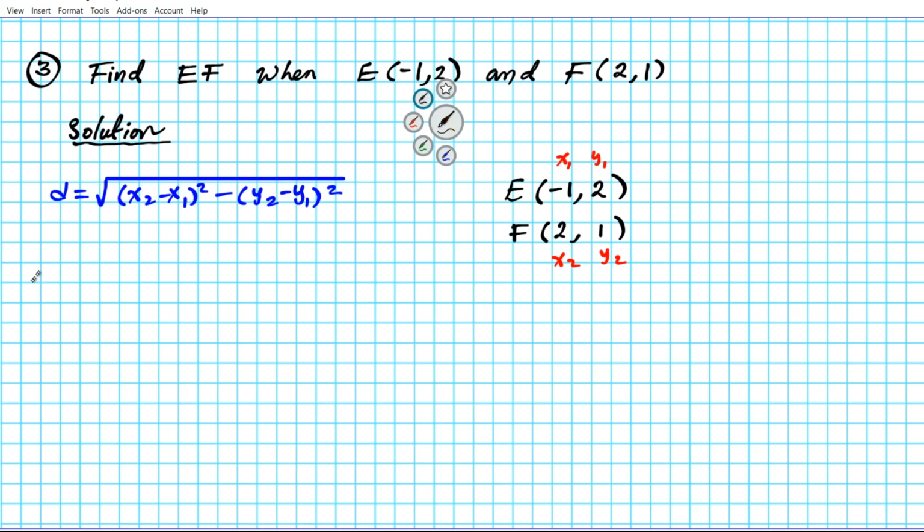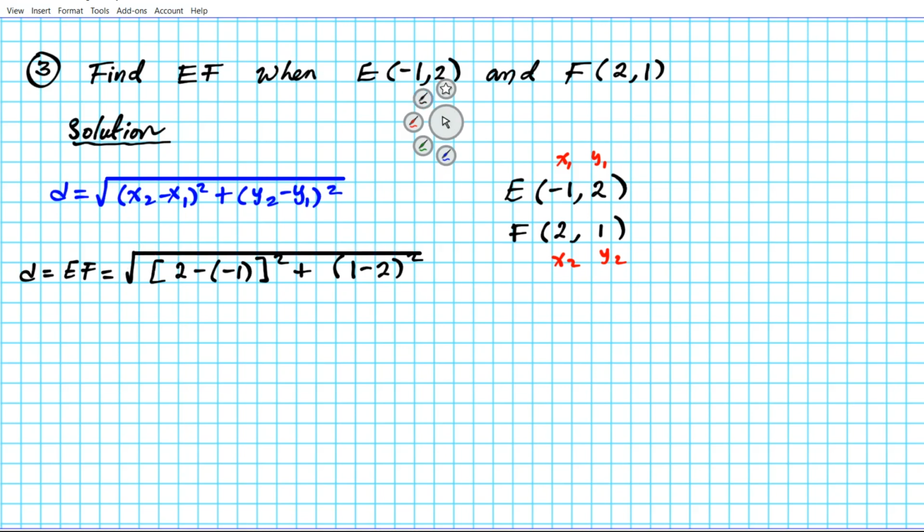So the distance, D, in this particular example is EF. And that is the square root of x2 minus x1. So x2 is 2 minus x1, negative 1. Square that. Plus, oh, my formula is supposed to be a plus. All right, plus, and then y2 minus y1. No parentheses in the negatives there, so y2 minus y1. Okay.